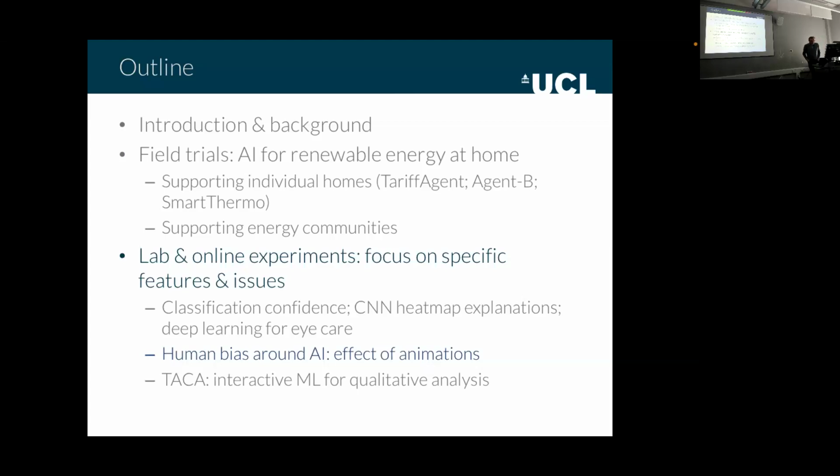Just very quickly, and then I will close. So in the previous study of our evaluation of deep learning around eye care, we saw that showing additional information around the AI system can actually have a detrimental effect for users. I think that this is not too strange because the systems are extremely complex.